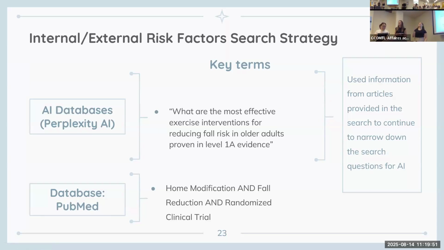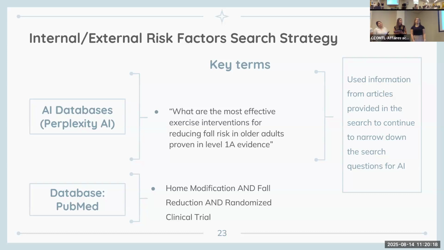So another search method was using AI databases. After a discussion with our faculty supervisor, we discussed the use of AI in literature review and search. So one of the key points that we had discussed was the idea that when you're using an AI database to search something, you shouldn't be asking questions that you don't already have an idea of the answer to. So after discussions with the faculty supervisor and amongst our team for the internal and external risk factors, we decided to bring our search to Perplexity AI.